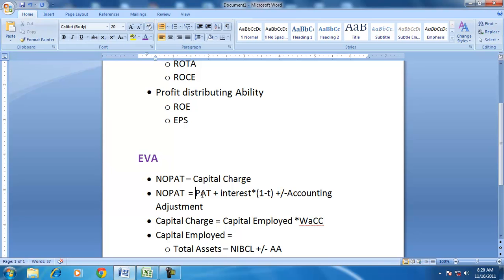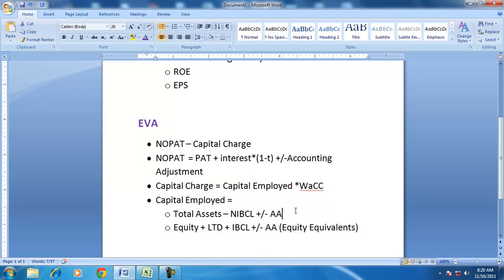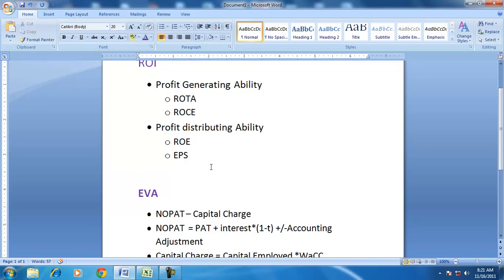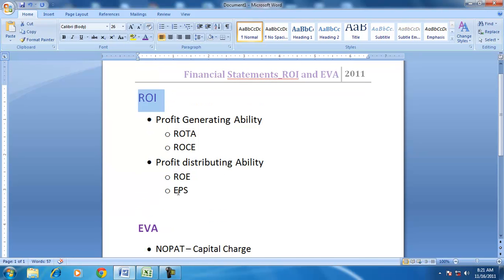And the capital charge is capital employed into weighted average cost of capital, and the capital employed is total assets minus non-interest bearing current liabilities plus or minus the accounting adjustments. Or it can also be determined from the sources side as equity plus long-term debt plus interest bearing current liabilities, plus or minus the accounting adjustments, and these accounting adjustments are also called equity equivalents. So it's expected that the EVA addresses some of the limitations of ROI.